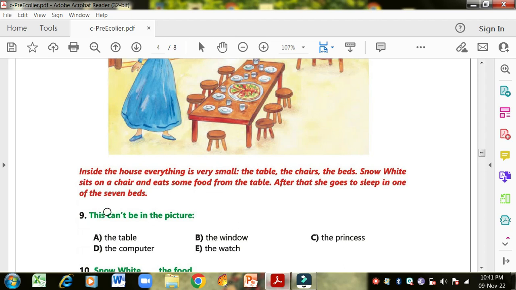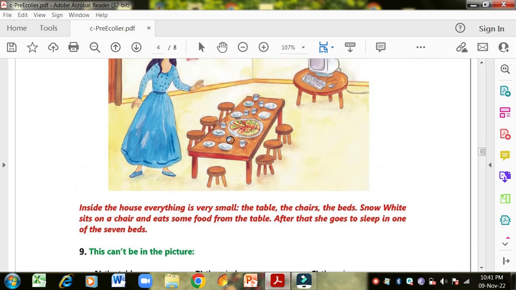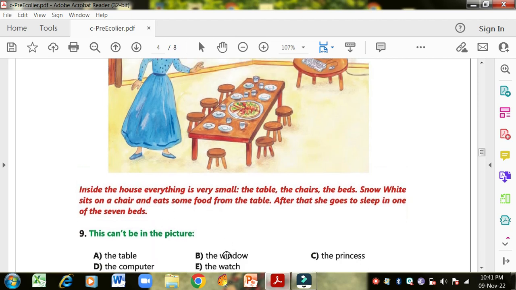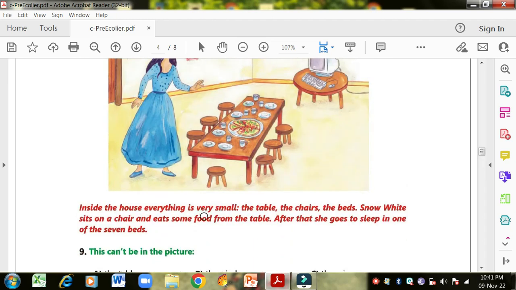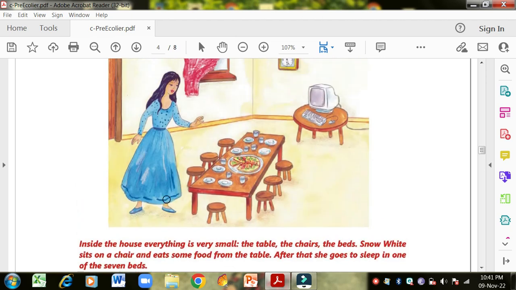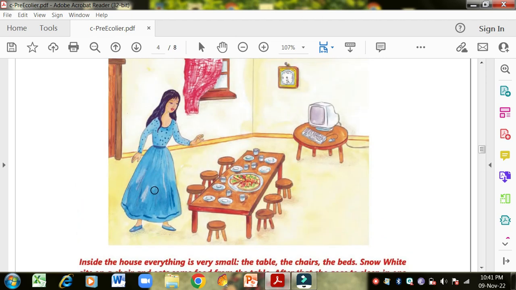Now see number 9. This can't be in the picture. What is not in the picture? The table. You can see that there is a table in the picture. Okay, the window. You can also see that this is the window. The window is also here. The princess. Yes, Snow White is also here.